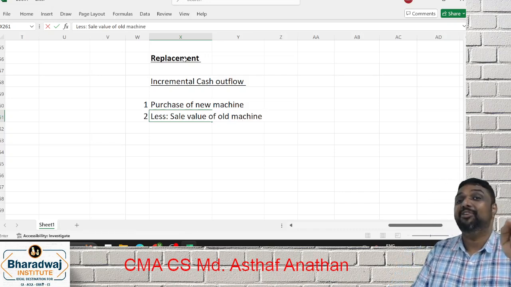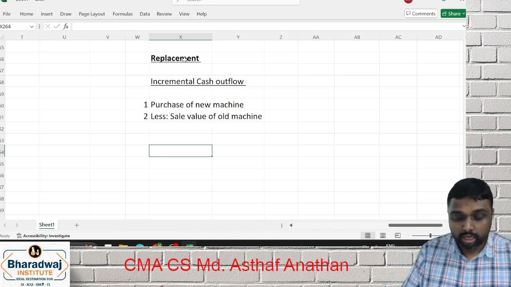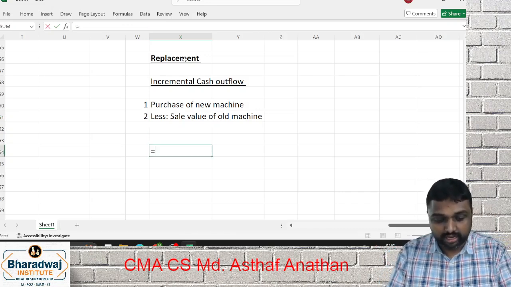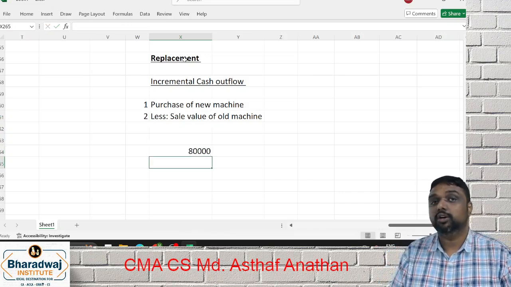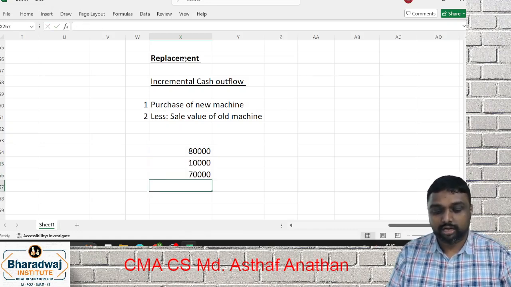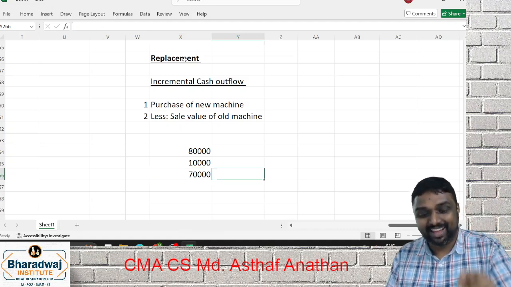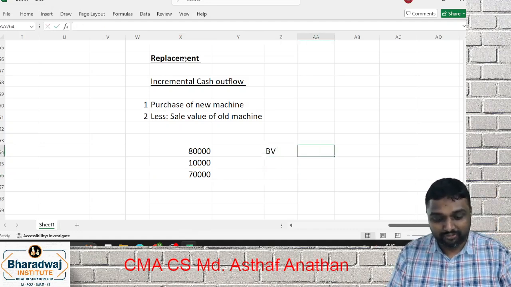In the sale value of the old machine, what do you have to do? Take the net sales value. What is net sales value? The sales value of the old machine is 80,000. But for this 80,000, you are incurring a cost of 10,000. So the net amount you have to consider is 70,000. Let's say the book value is only 50.